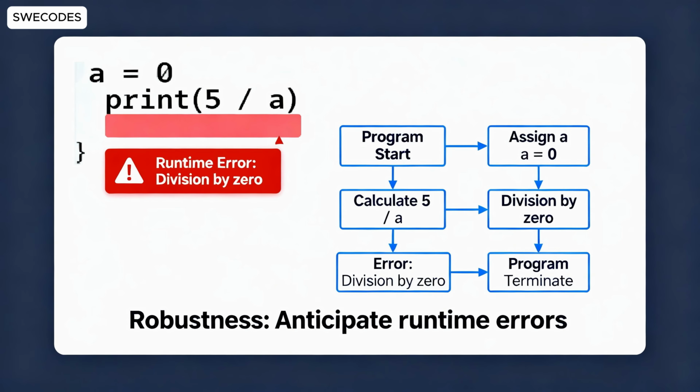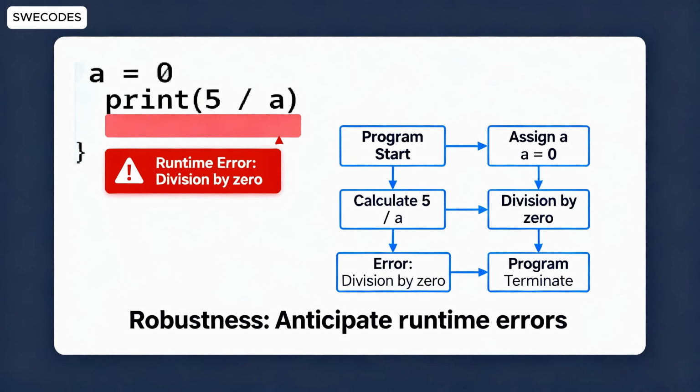Look at this code. We create a variable a and set it to 0. Then we try to print the result of 5 divided by a. This is a fatal problem. In mathematics, you cannot divide by 0. The compiler didn't know it would be 0, but when the program ran and got to this line, boom. It's an exceptional event, and the program terminates. Runtime errors are harder to find because they can depend on user input or hardware. This is why robustness, writing code that anticipates these problems, is a critical skill.